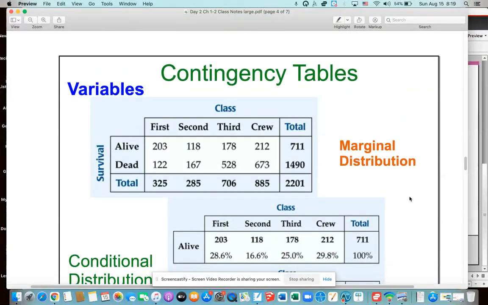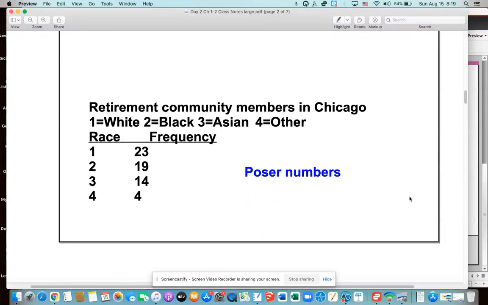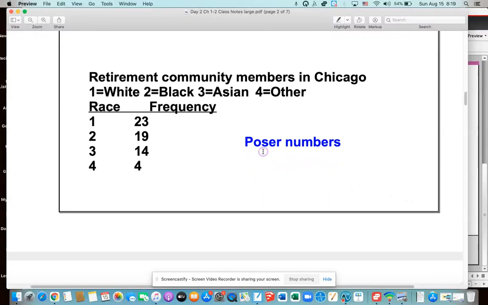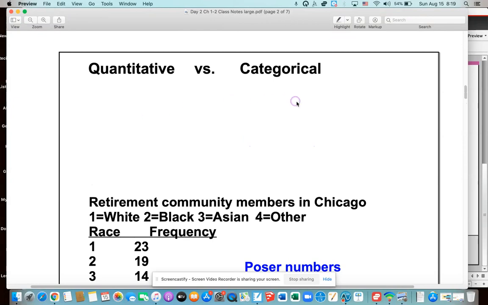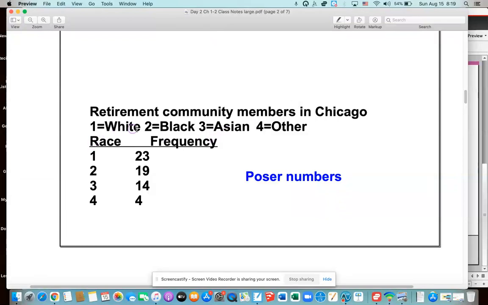Let's go to the contingency table, I guess. Actually, let me go back here. Sorry, I'm going to jump back here. Okay, this is what's called poser numbers. I said quantitative is numerical and categorical is just things like eye color and stuff like that. But sometimes people put a number on something that's categorical, and they just do that to make it easier for them. Maybe they don't want to write the words out, so they just put a number on it.